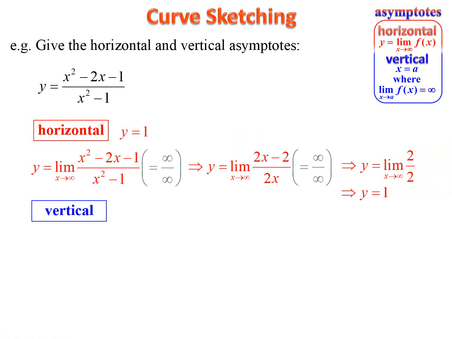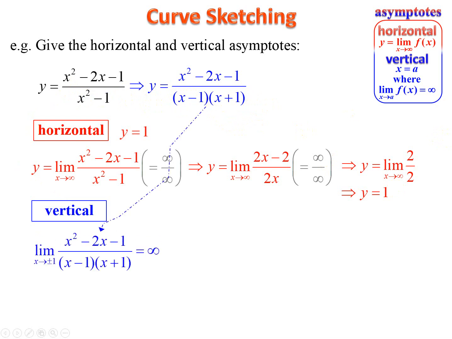Now we're going to look for the ones that give us undefined in effect. I want to know what x it must approach to go to infinity. Well, we factorize that, because now we can see the values of x that are going to make the denominator 0. x cannot be equal to 1 or negative 1, so there are your asymptotes.